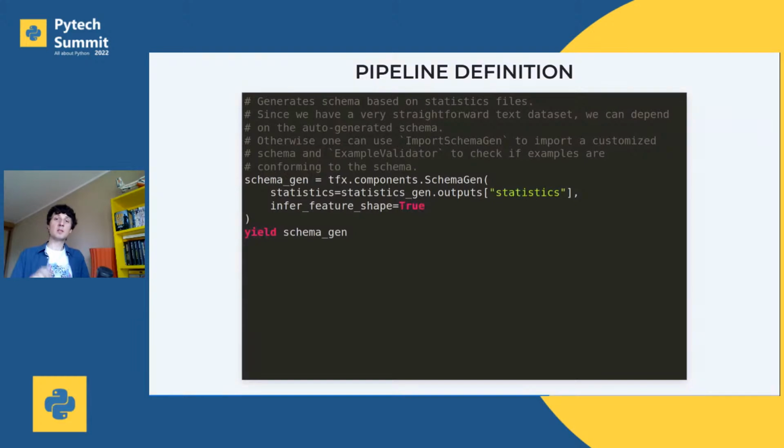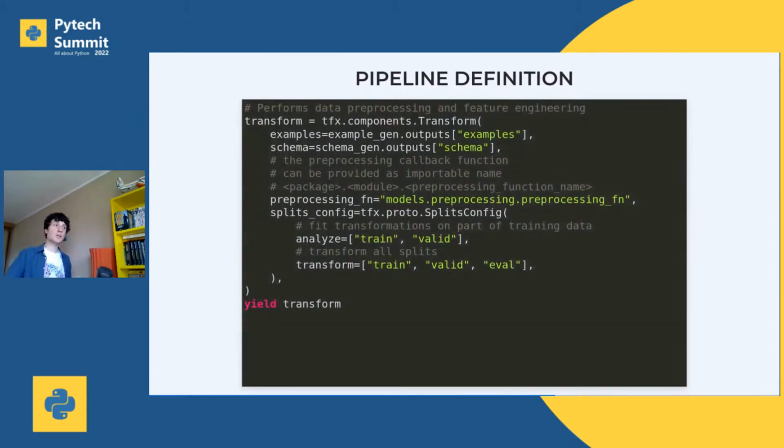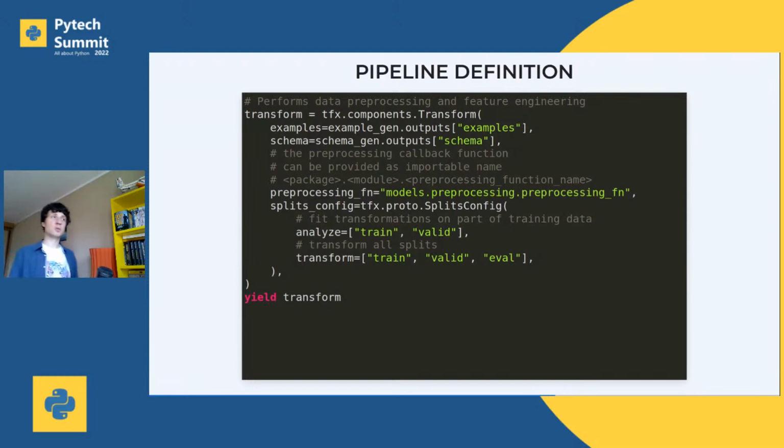Then you adjust the schema by hand and use the import schema gen component to import this customized schema into the pipeline. In the next step, we want to do the pre-processing, and to do that, we use the transform component. We plug in the examples that we imported, the schema that was generated, and we give it a pre-processing function as an importable name. This is the function that we implemented a few steps back. We can also tell it that it should analyze the training and validation splits and transform all 3 splits of our data set.